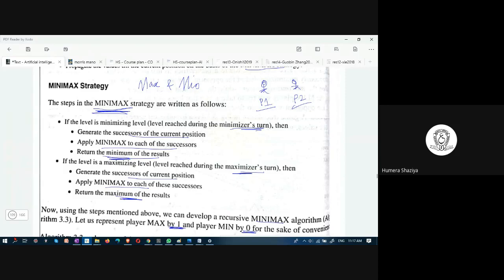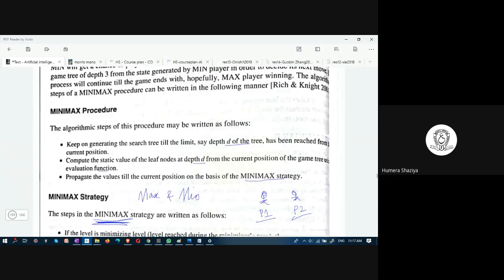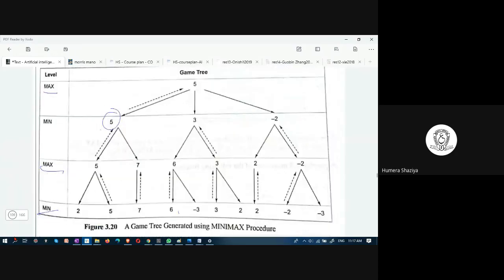And when it is the turn of the max player, what the max player does is generate the successors, apply minimax to each successor, and return the maximum of the results. And we looked at this example. These leaf level values have already been given, based on some criteria. Further, here the max has to pick a value out of the given values.